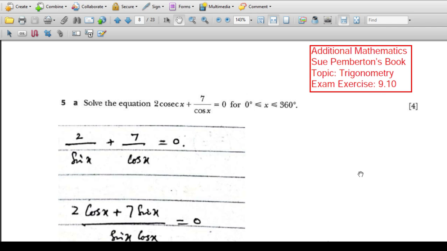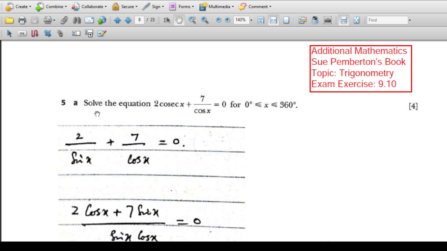Bismillahirrahmanirrahim. In this session, we will discuss exercise 9.10, question number 5 to 7 from the Additional Mathematics course. This book is written by Sue Pemberton, which is very popular. The topic is trigonometry, and here we have question number 5.